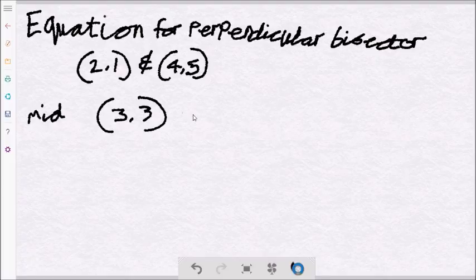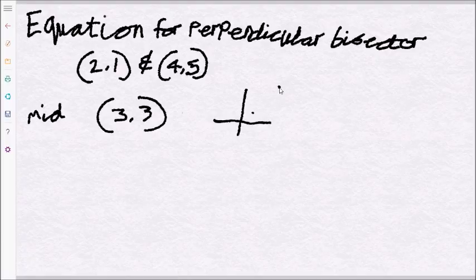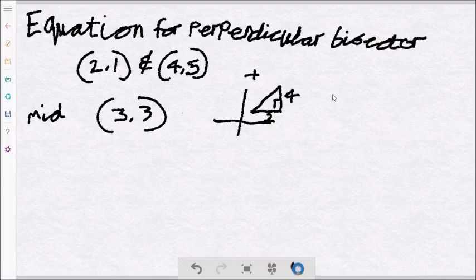We also need to find the gradient. Now what we'll do for this one is draw the graph. We've got 2, 1, which is about here, and we've got 4, 5, which is about here. So we need to find this gradient. Okay, so we know it's going in a positive direction, so it's going to be a plus number this time. And we're going to draw a right angled triangle again. We've got the difference between x being 2, and we've got the difference between y being 4. So the gradient is going to be 4 over 2.